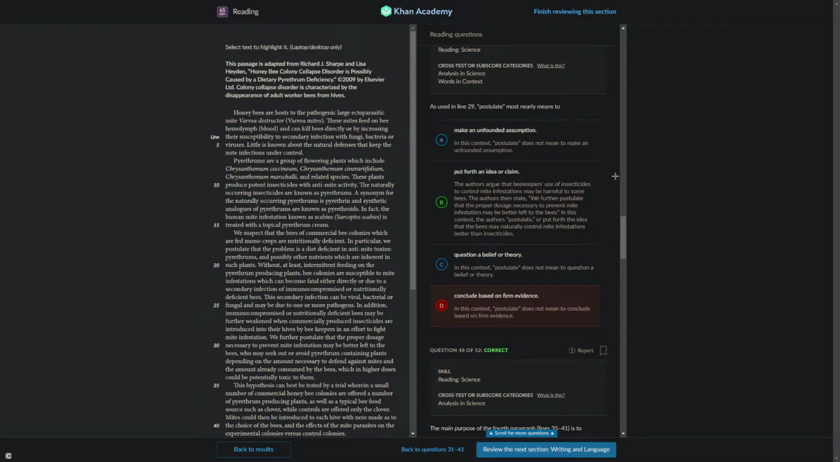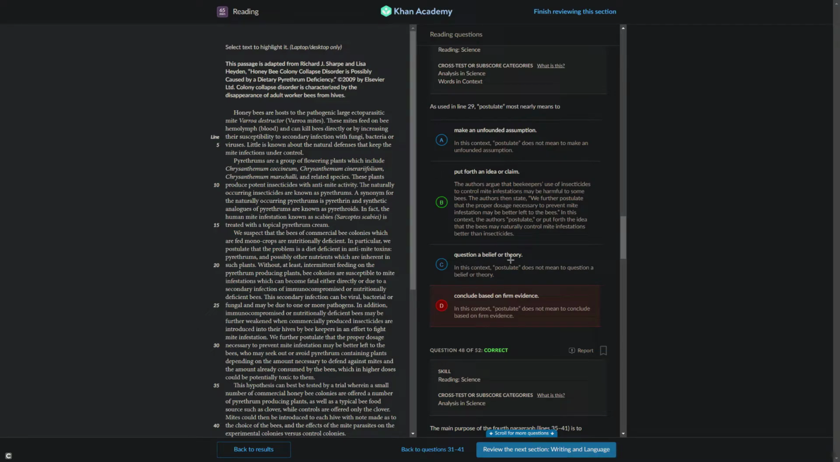The authors argue that beekeepers' use of insecticide to control mite infestations may be harmful to the bees. We further postulate the proper dosage primarily. Okay, put forth an idea or claim. Yeah, I see how this is the right answer, but let's look at the other ones as well.